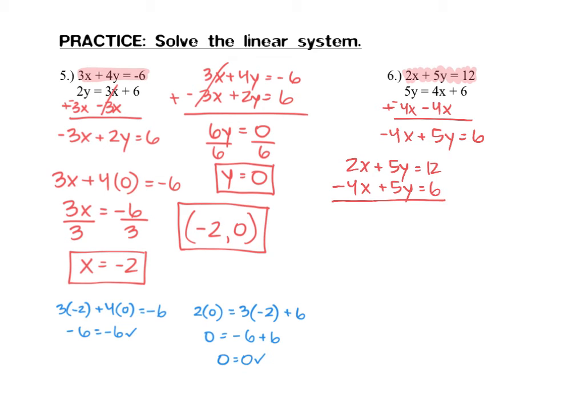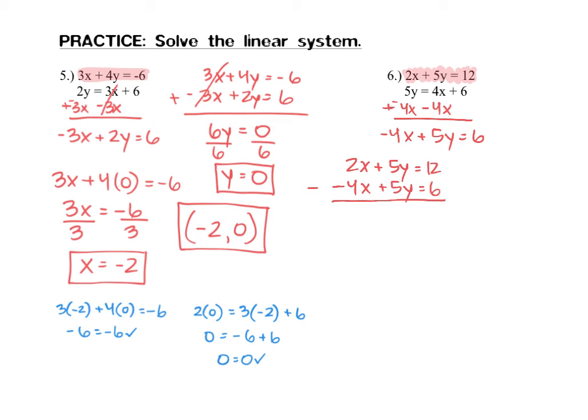Okay, so I can see that the 5y's are going to eliminate, but they do have the same sign. So the only way I can get them to eliminate is if I subtract these equations. If you added them, you'd end up with 10y. It wouldn't eliminate. All right, so I'm going to subtract, which means I need to subtract each piece.